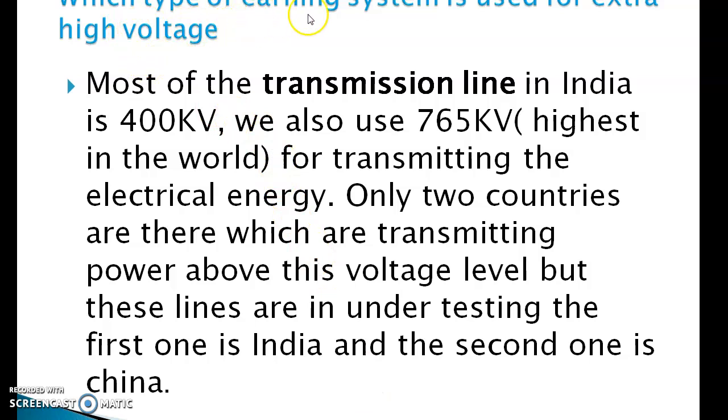Next, which type of voltage system is used for extra high voltage? Most of the transmission lines in India are 400 kV. We also use 765 kV, highest in the world, for transmitting the electrical energy. Only 2 countries are there which are transmitting power above this voltage level, but these lines are under testing. The first one in India and second one in China.